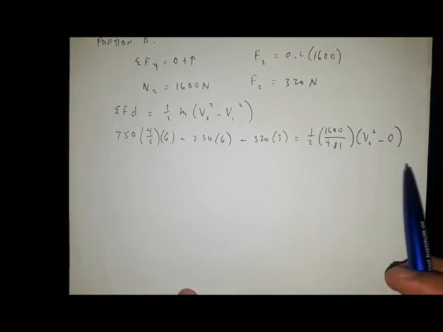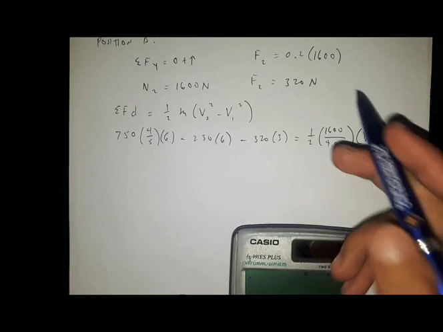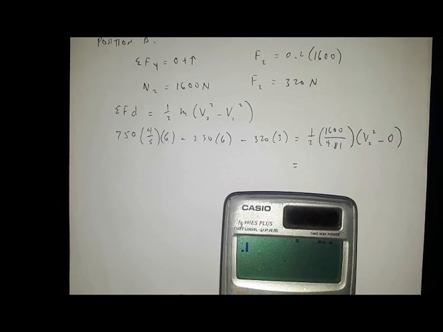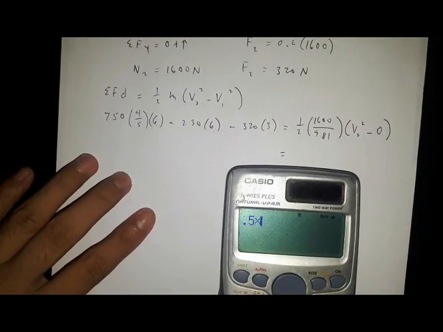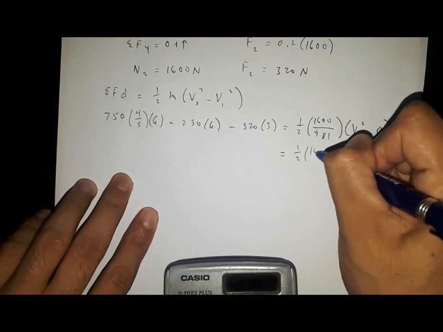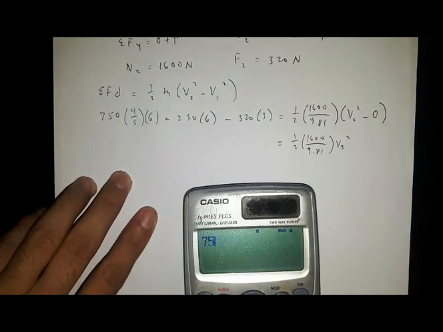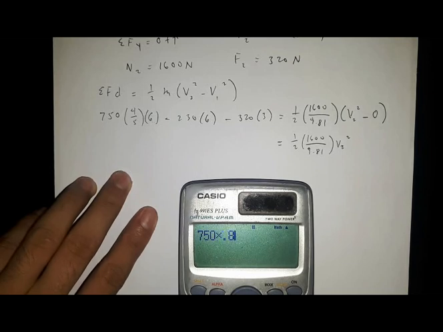Now, if we try to simplify it, we have 1/2 times 1,600 over 9.81 v2 squared equals 750 times 4/5 times 6 minus 230 times 6 minus 320 times 3. So that is 1,260.